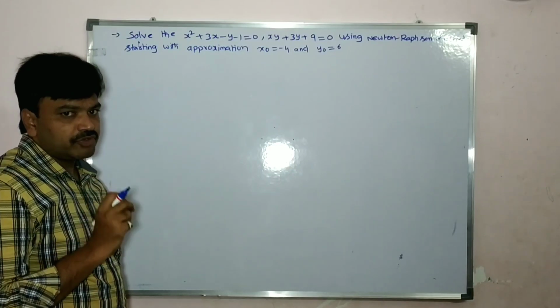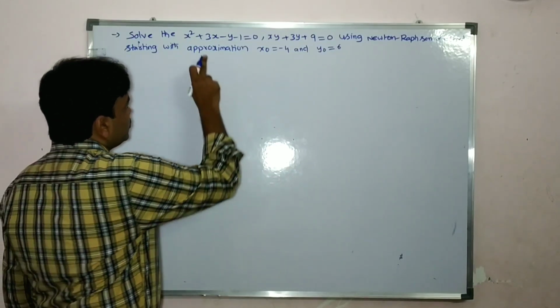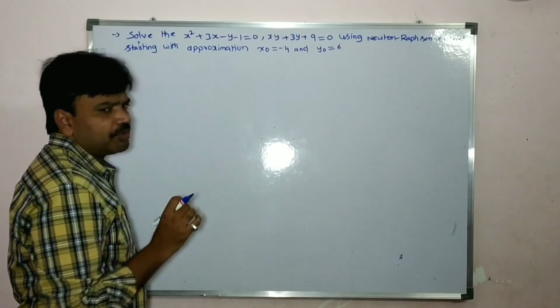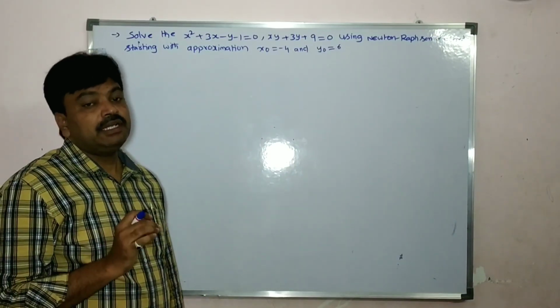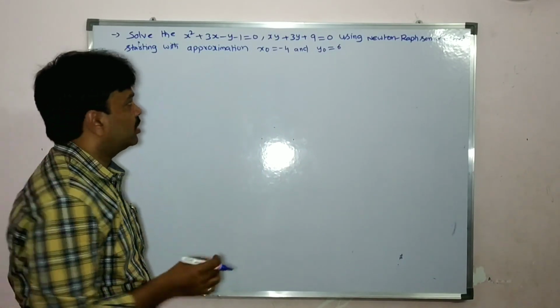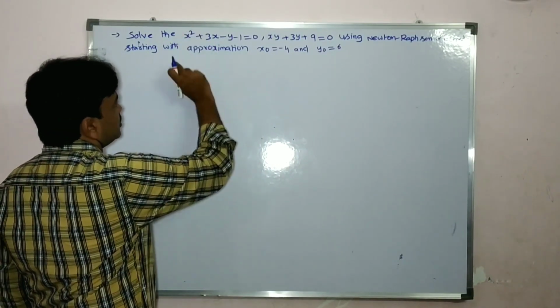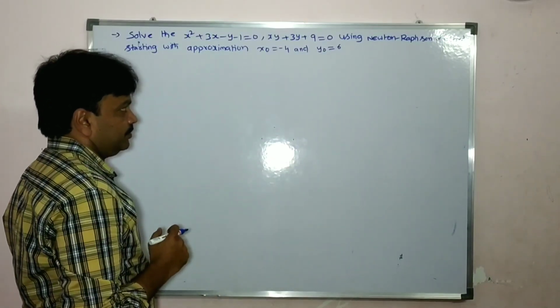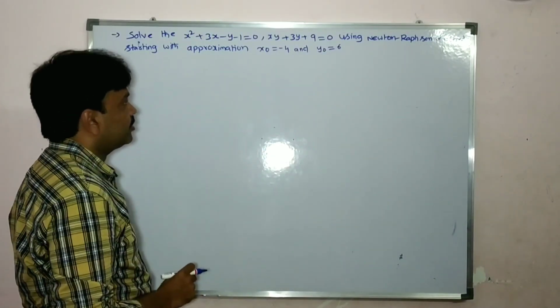Now what is the first observation, students? There we have two equations. That means it is Newton-Raphson method for nonlinear simultaneous equations. Okay students, because we have a square and we have a xy, it is nonlinear equation. So that we are using the Newton-Raphson method.